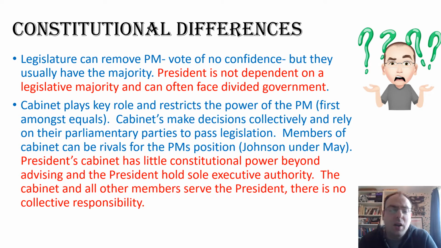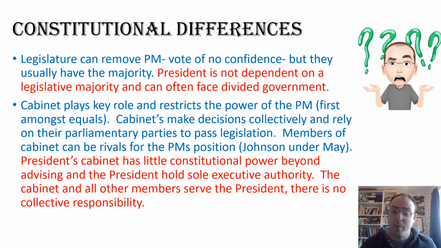The President's cabinet comparatively has very, very little constitutional power. It's simply there to advise the President, and the President holds sole executive authority. So whilst in the UK we have cabinet government, in the US they have presidential government, and so this is a key difference in the executive branches.